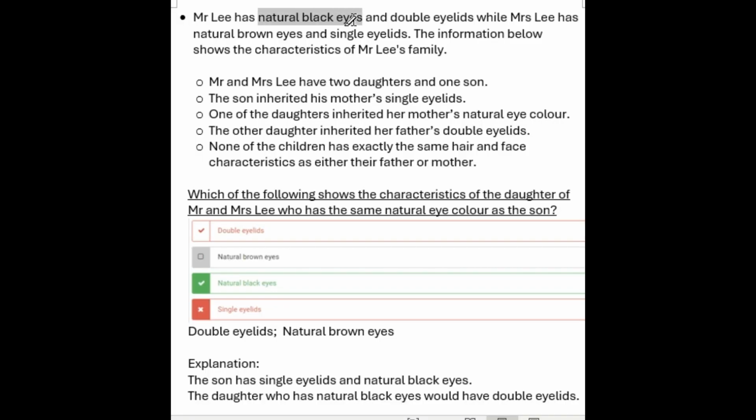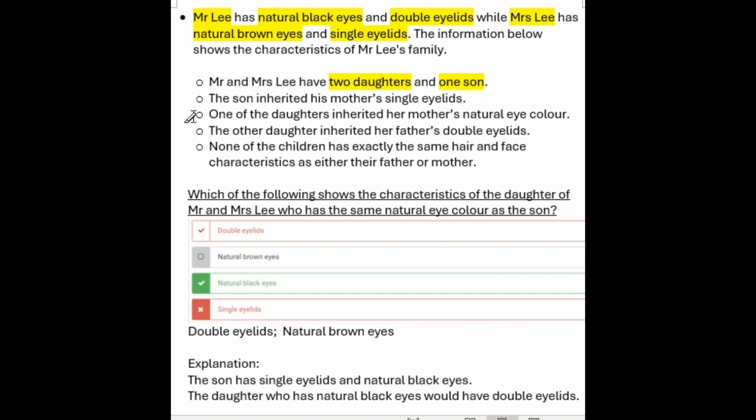Mr. Lee has natural black eyes and double eyelids, while Mrs. Lee has natural brown eyes and single eyelids. The information below shows the characteristics of Mr. Lee's family. Mr. and Mrs. Lee have 2 daughters and 1 son.